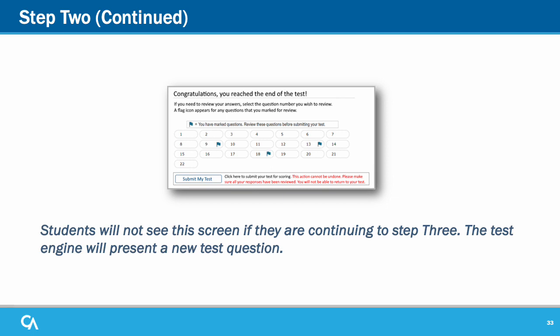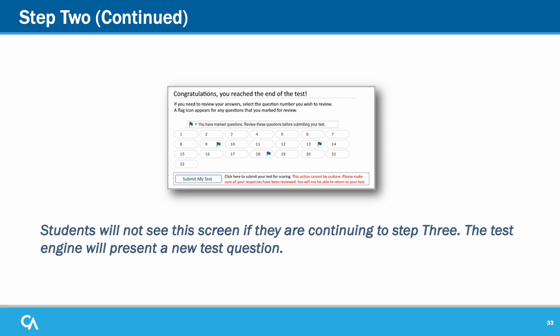At the end of Step 2, after the student has been given the opportunity to review their responses to the machine-scored items, the testing system will determine if the student goes on to Step 3. The test automatically ends at Step 2 if the student will not be continuing. This is determined by the number of points the student obtained in Step 2.